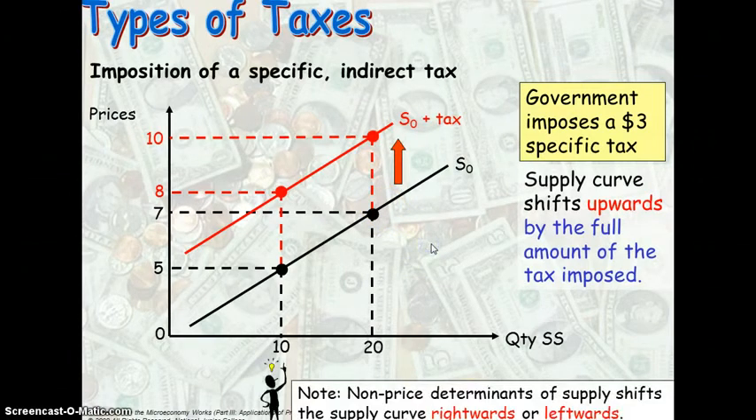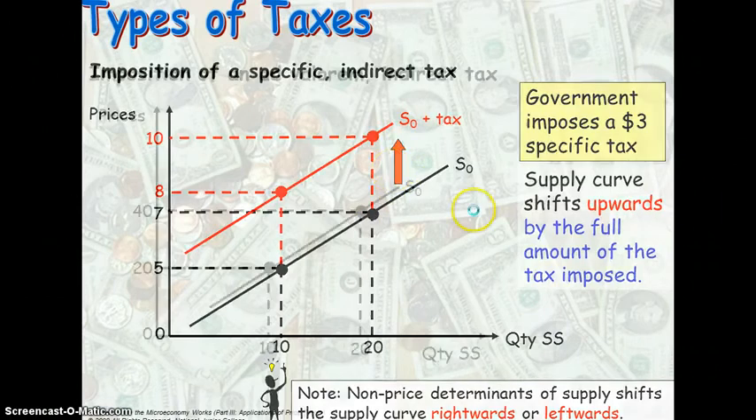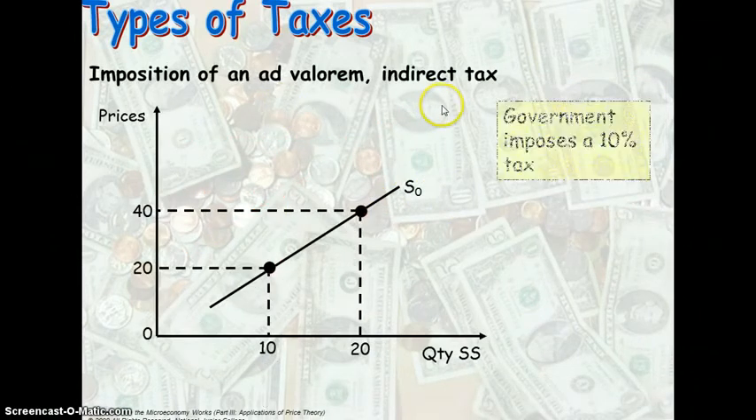So as we learned in the previous topic, when the non-price determinants of the supply change, the supply curve will shift left or rightwards. However, for the case of taxation, the supply curve will shift upwards by the amount of tax imposed. How about ad valorem tax?